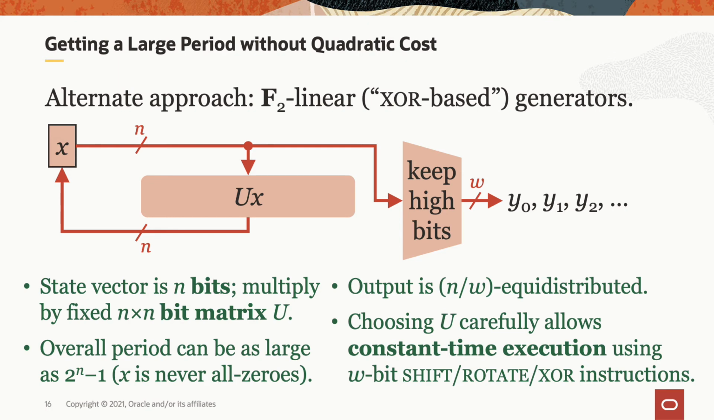A feature of this is that the output is n over w equidistributed. That is, if n over w is 2 or 3 or 4, then 2-tuples or 3-tuples or 4-tuples generated by the generator are equidistributed. Furthermore, we can choose the bit matrix carefully so that instead of having quadratic time execution, it has constant time execution using a fixed series of w-bit shift, rotate, and XOR instructions.